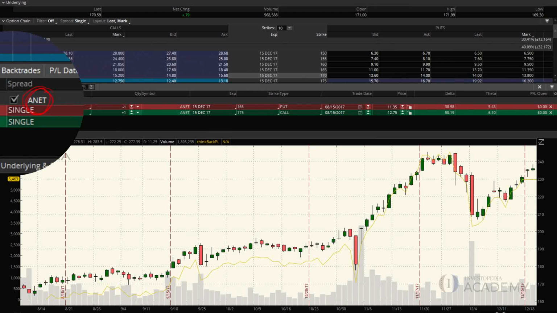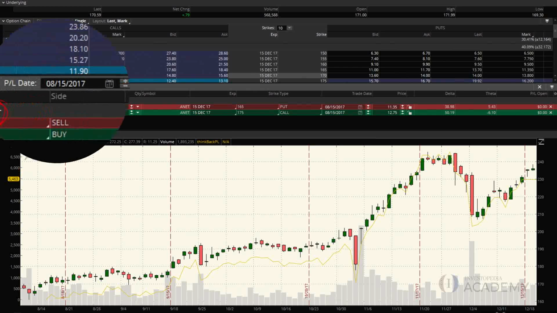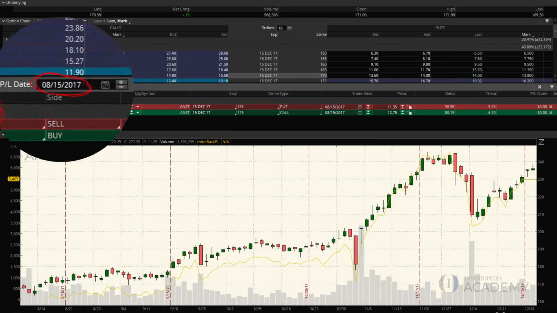So this is Arista, and the ticker is ANET. The date of this trade is going to be August 15th of 2017. Again, I think the stock is going to trend higher, so I want to put a long risk reversal out till December. So how am I going to structure this trade?